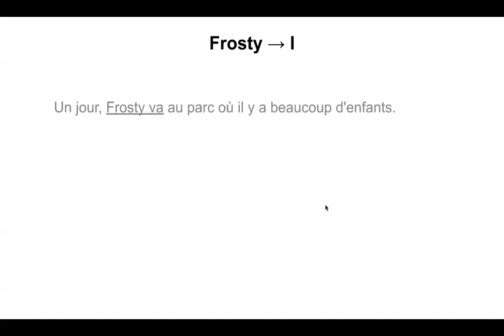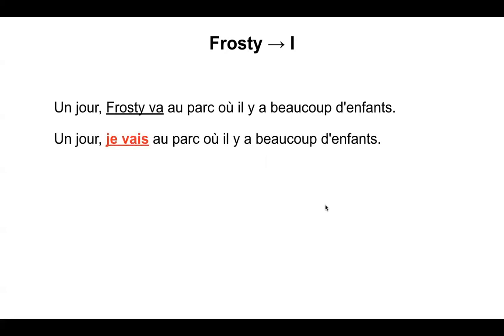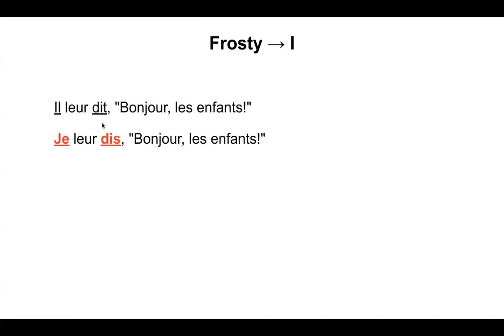OK, bon, on continue. Un jour, Frosty va au parc où il y a beaucoup d'enfants. On change ça à un jour, je vais au parc où il y a beaucoup d'enfants. Je vais. On continue. Il leur dit bonjour les enfants. All right, so il, on change à je, oui. Et pour dit, on laisse tomber le T, on change le T à un S, OK? Je leur dis. So, I say to them, je leur dis, bonjour les enfants.